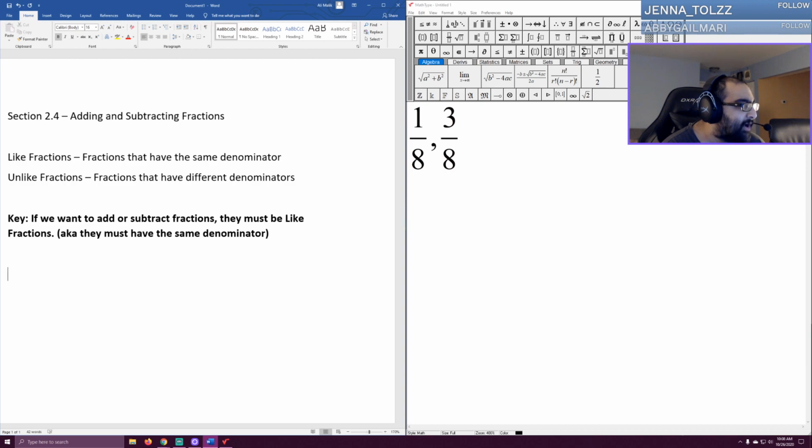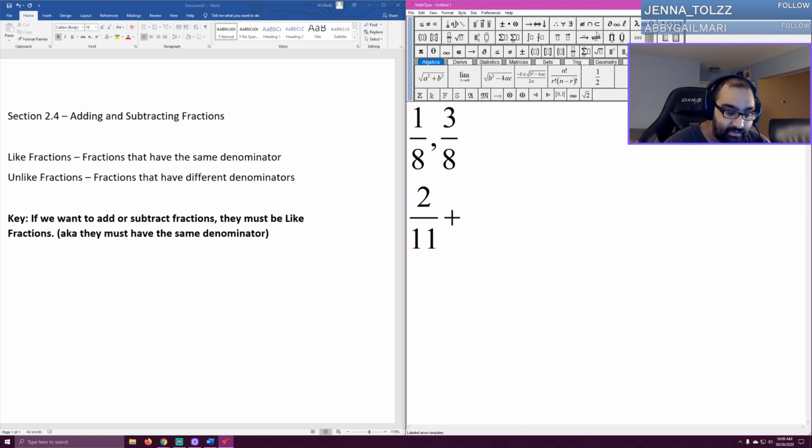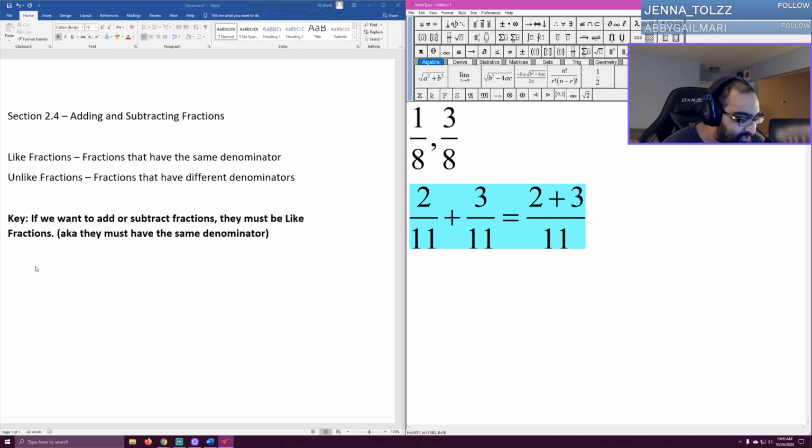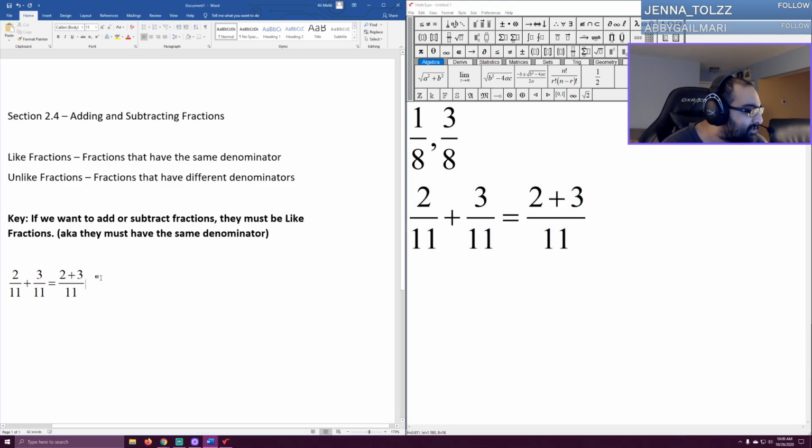So how does adding and subtracting work with fractions? Let's take a really quick example. Let's say I had 2 over 11 plus 3 over 11. All we have to do here is add 2 plus 3, and then you keep the 11 the same. So you keep the denominator the same and just add the numerators together.